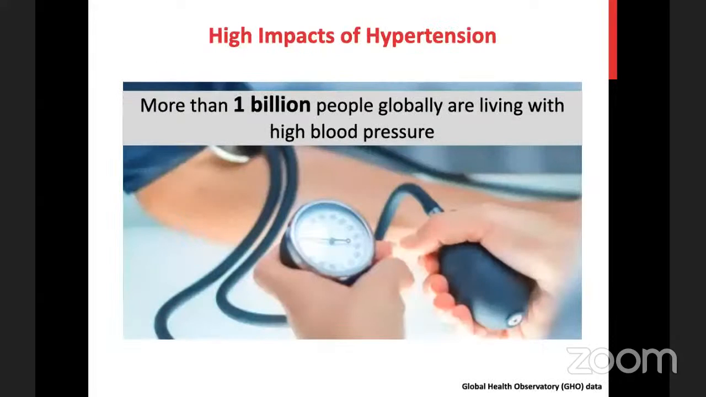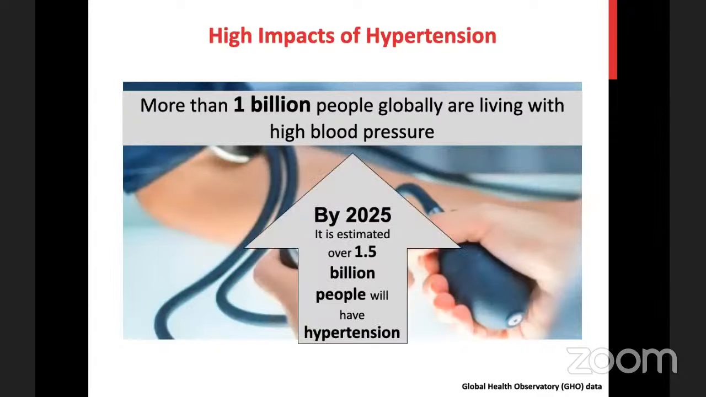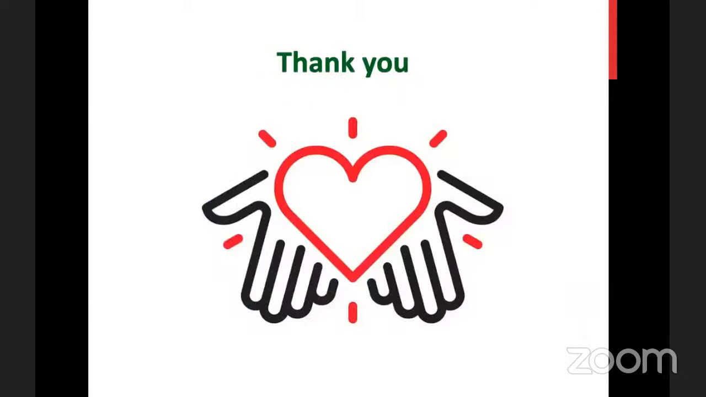The high impact of hypertension. More than 1 billion people globally are living with high blood pressure. In the next 5 years, it is estimated that over 1.5 billion people will have hypertension, which is a huge number. So that concludes my talk.